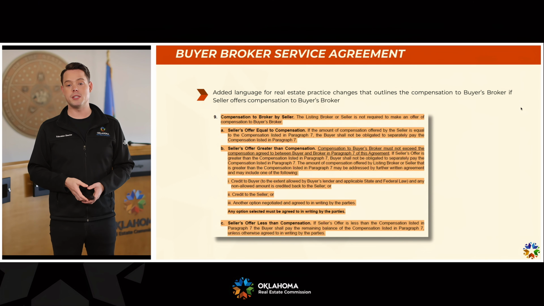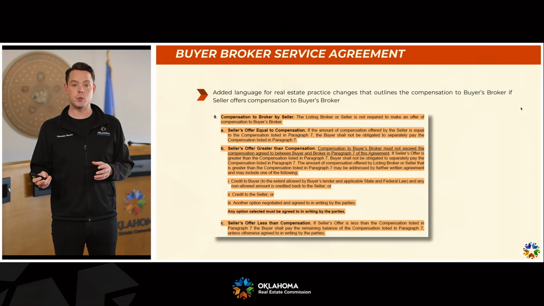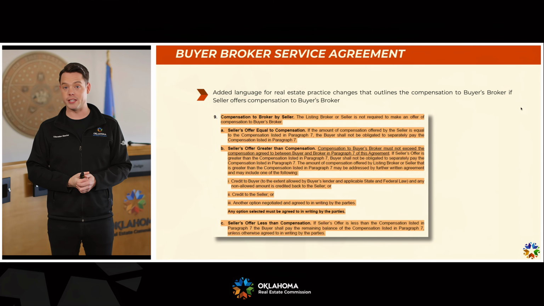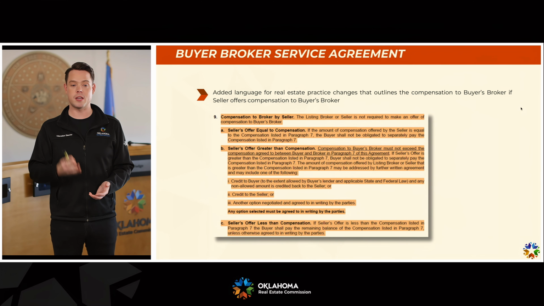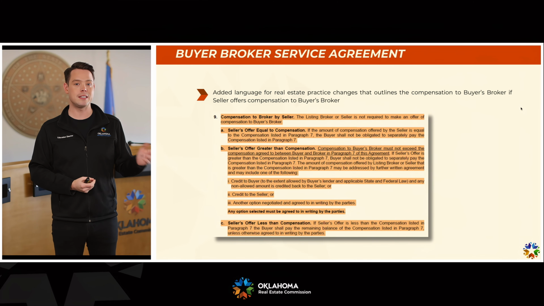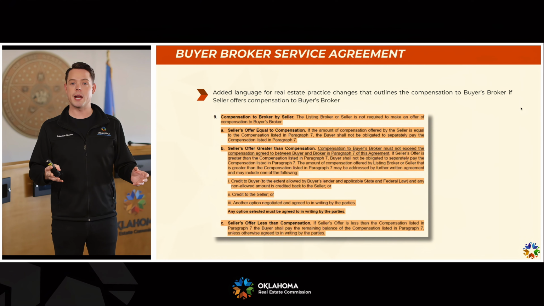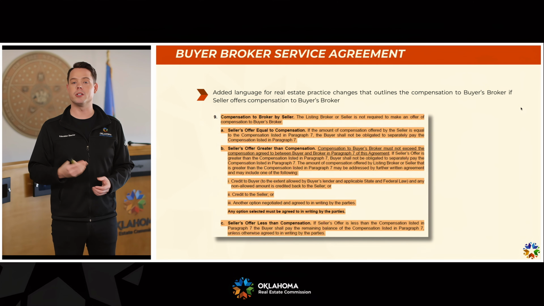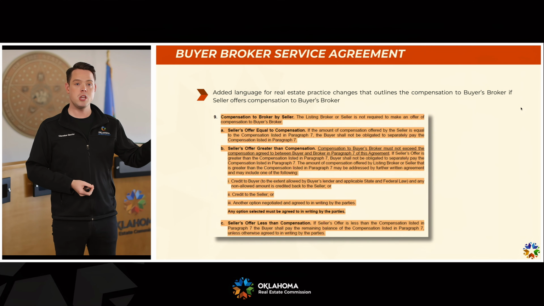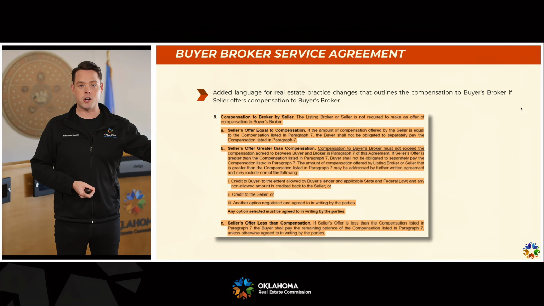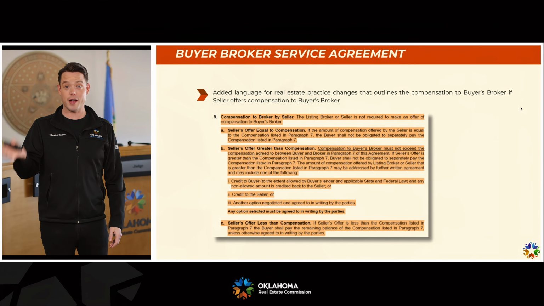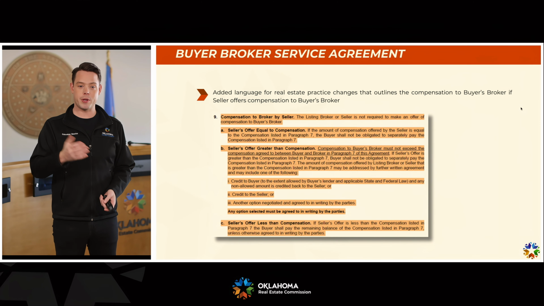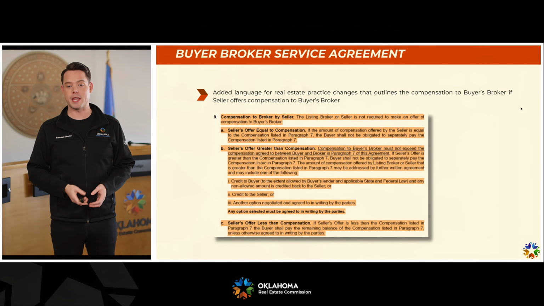So if the amount of compensation offered by the seller is equal to the compensation that you already have listed in paragraph 7, the buyer is not obligated to separately pay the compensation that's listed in paragraph 7. So what happens if the offer is greater than the compensation? Let's say you agreed to $1 in paragraph 7 and the seller is paying you $5. Well, paragraph 9b goes over that.